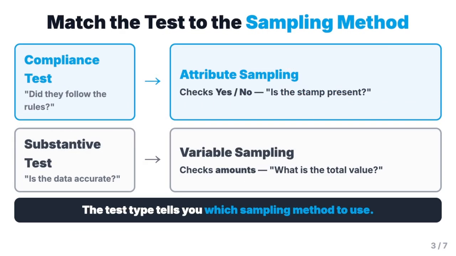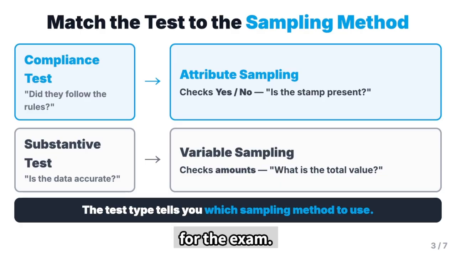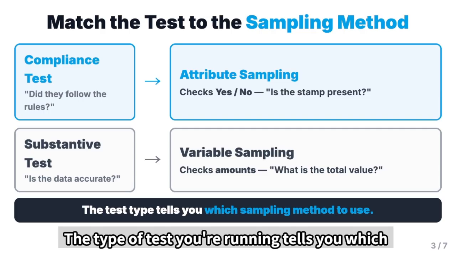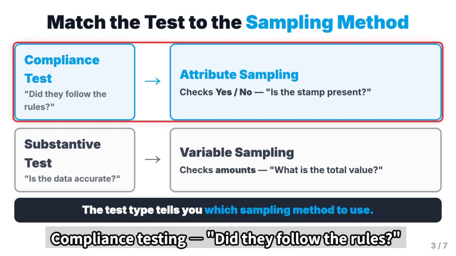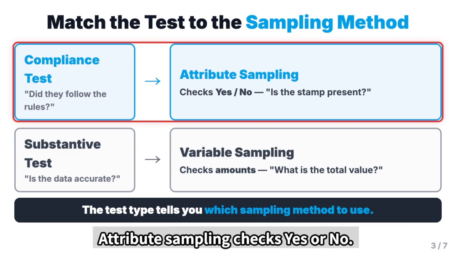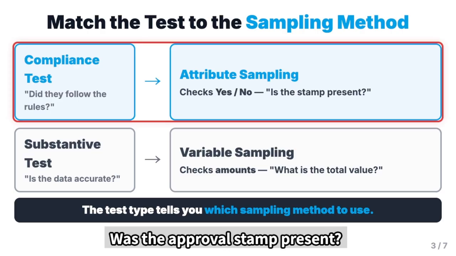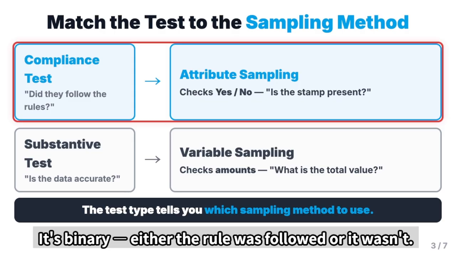Match the test to the sampling method. Now, here's an important pairing you need to know for the exam. The type of test you are running tells you which sampling method to use. Compliance testing. Did they follow the rules? Pairs with attribute sampling. Attribute sampling checks yes or no. Was the approval stamp present? Was the password change logged? It's binary. Either the rule was followed or it wasn't.